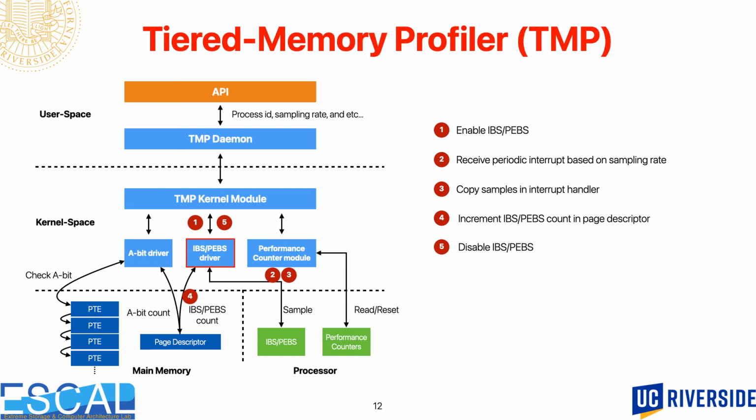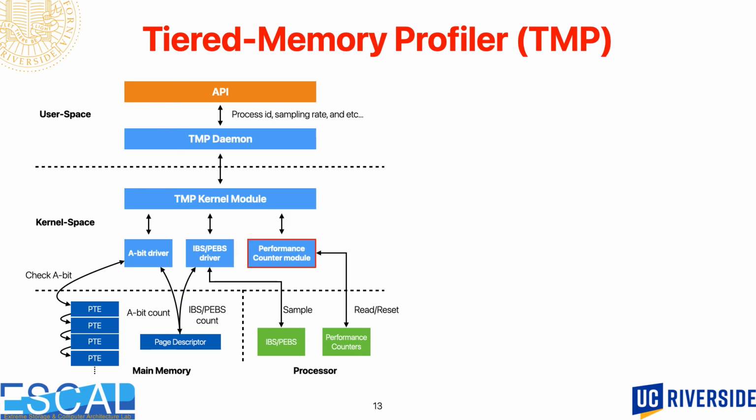If profiling is not needed, TMP can disable the IBS and PBS features. Since performance counters cannot provide the target address of events, the main purpose of this feature is to provide the number of events to the application. The performance counter module reads the register value and resets it for the next epoch. This information will eventually be given to the TMP daemon.